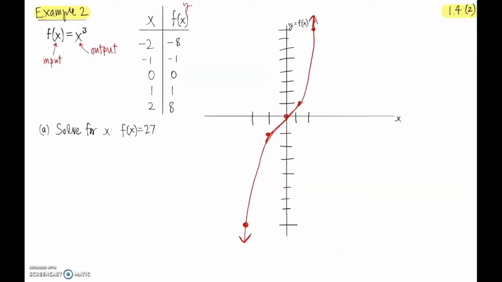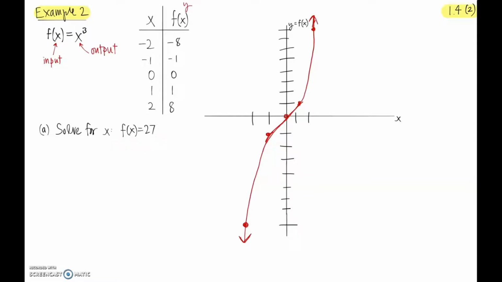The first question that we're asked is to solve for x, this statement, f of x equals 27. We saw one like this in example 1. So what we want to remember, this sometimes a question like this can trip students up, but what we want to remember is the fundamentals of function notation.